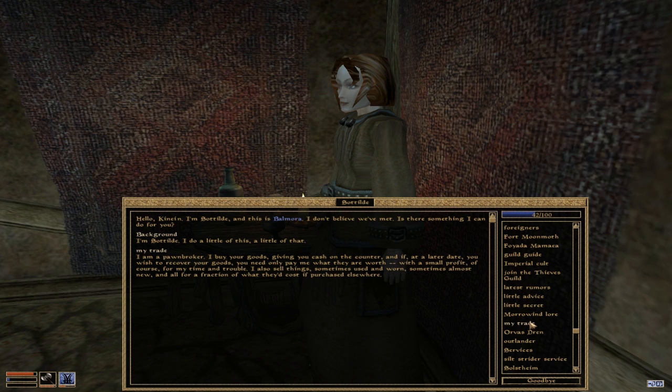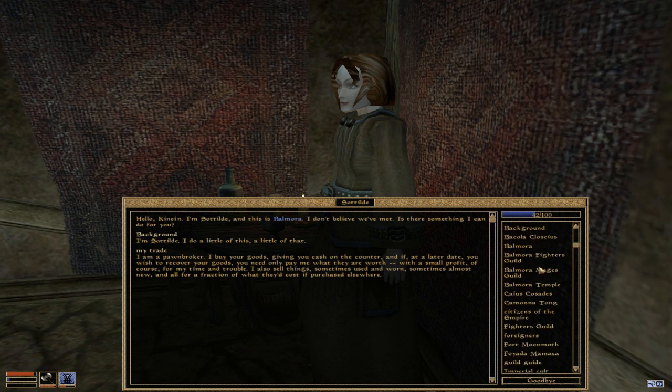I'm a pawnbroker. I buy your goods, giving you cash on the counter, and if at a later day you wish to recover your goods, you need only pay me what they are worth, with a small profit, of course, for my time and trouble.